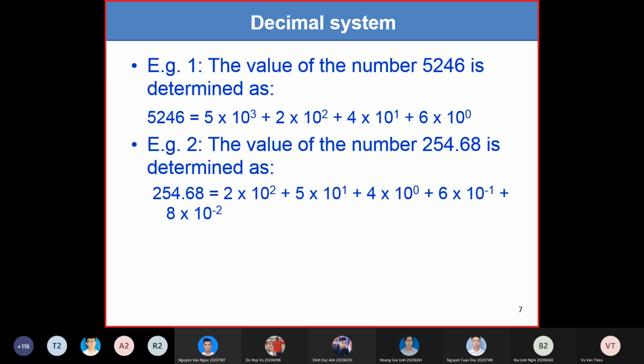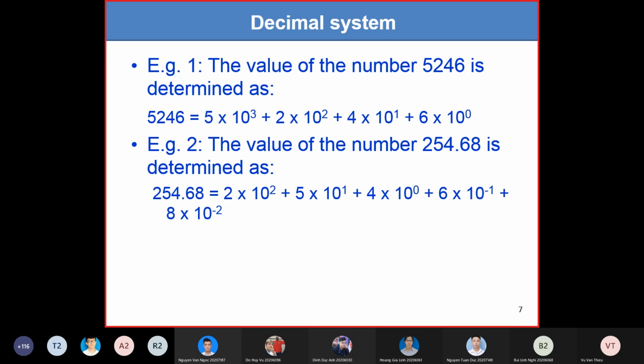The second example is a real number, 254.6h. We use the same way, but we know that for the fraction part we index from -1. So the index of 6 is -1 here: 6 multiplied by 10 to the power -1, and the index of h is -2. So here h multiplied by 10 to the power -2. So this is the way to determine a real number in the decimal system.